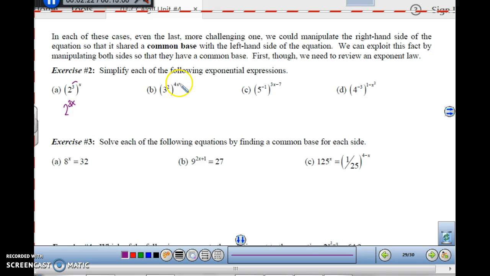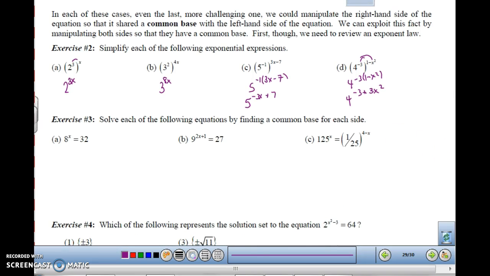Okay? 3 squared to the 4x power would be 3 to the 2 times 4x, which is 3 to the 8x. This one is going to be 5 to the negative 1 times 3x minus 7. Make sure you distribute the negative 1. Negative 3x plus 7. And then this one, 4 to the negative 3 times 1 minus x squared, we would apply to both. So it would be negative 3 times 1 minus x squared, negative 3 plus 3x squared. And that would be equivalent.